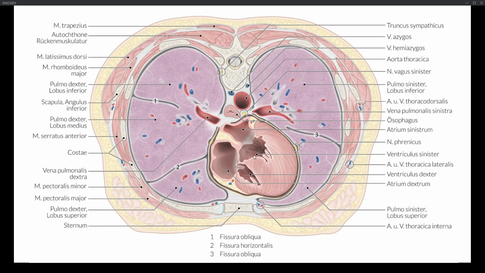Over here, then of course the ventriculus sinister, the atrium dextrum, and the ventriculus dexter. Over here we can already see the walls between the two spaces of the atrium sinistrum and the ventriculus.